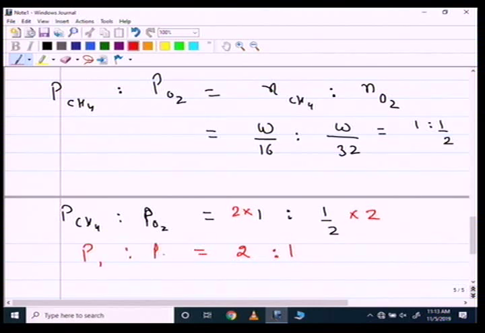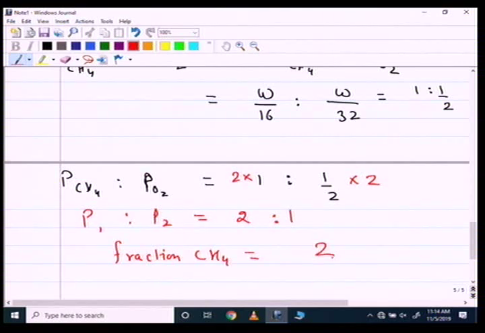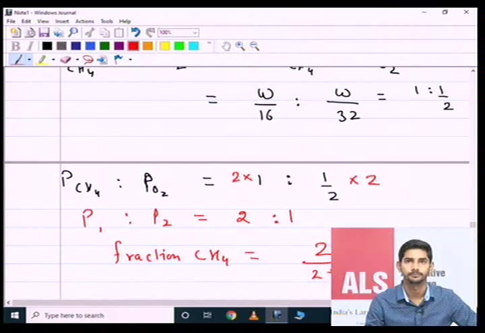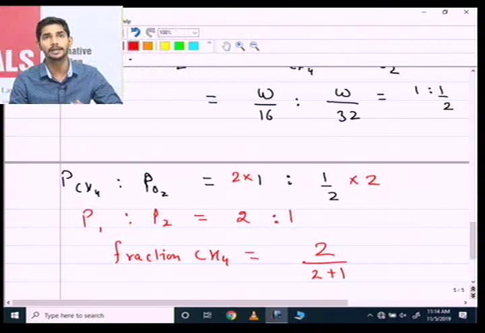P1 is to P2. Now, calculate the fraction. Let's suppose we are calculating for CH4. What we have to do? Moles upon total moles. Or we can say the pressure upon total pressure. This is how we can calculate the pressure fraction for the two gases.